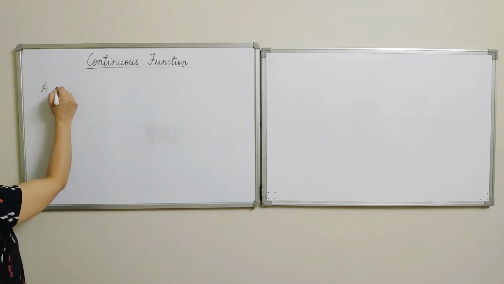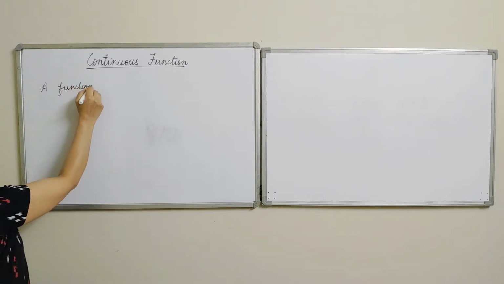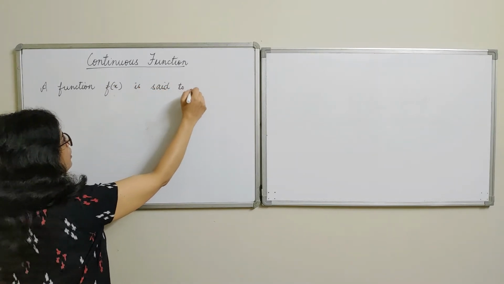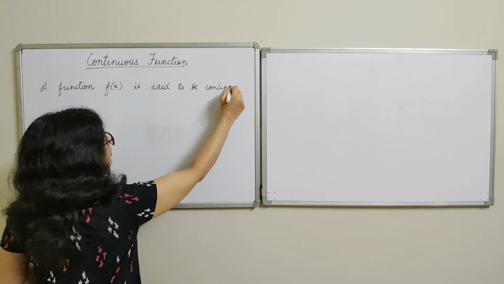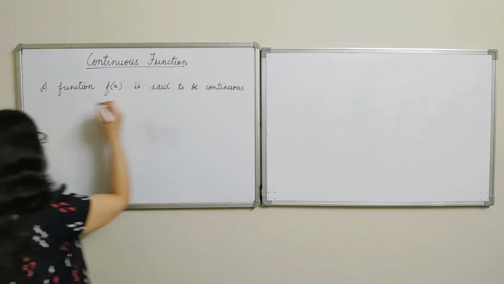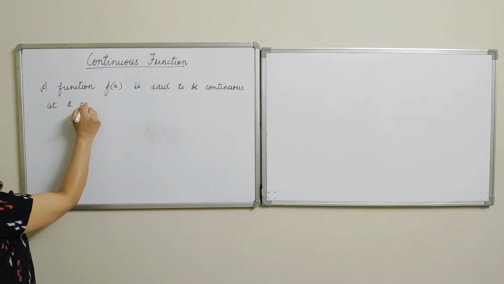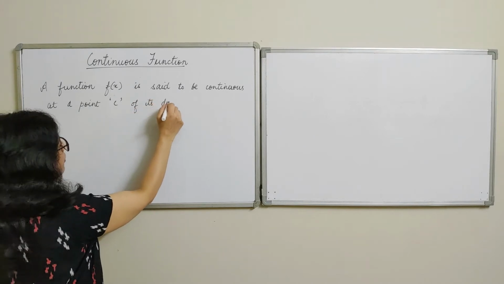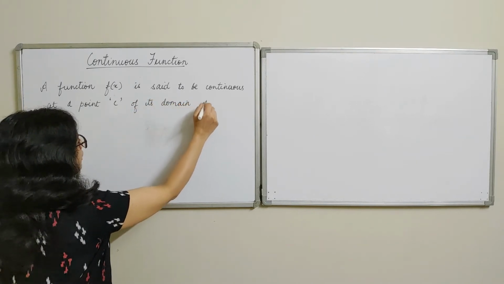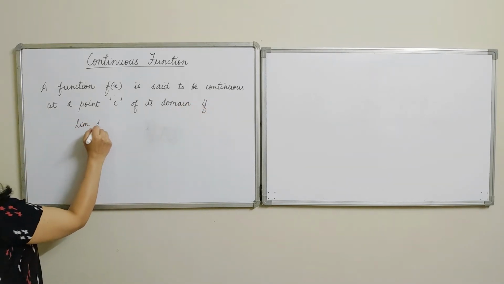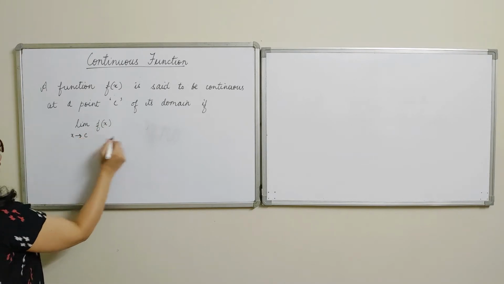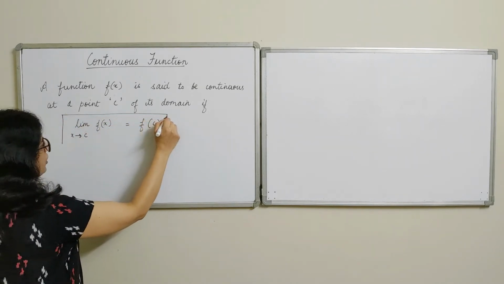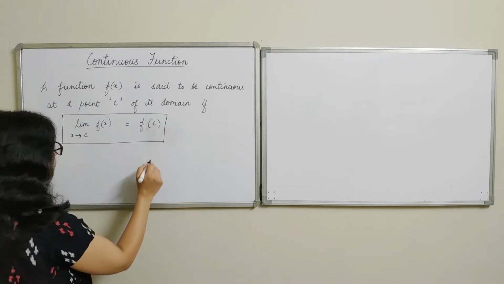So let us first of all define a continuous function. A function f(x) is said to be continuous at a point, say C, of its domain if the limit of the function when x tends to C is equal to the value of the function at the point C. So if this condition is satisfied, the function is said to be a continuous function.